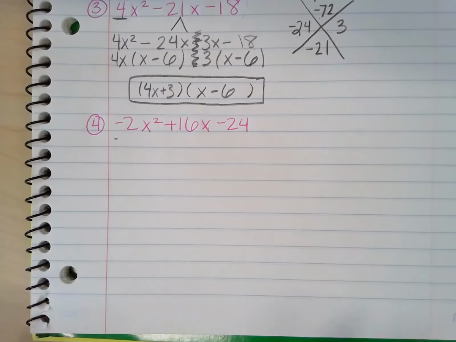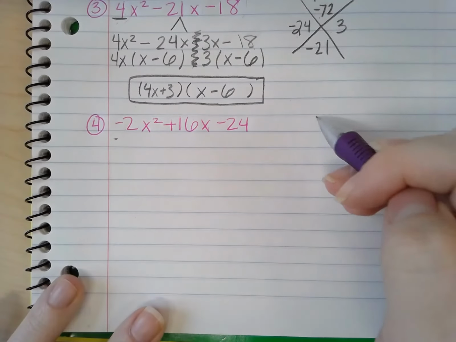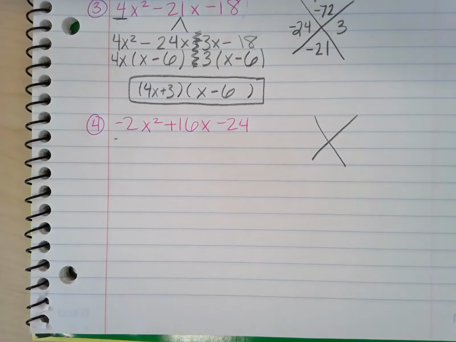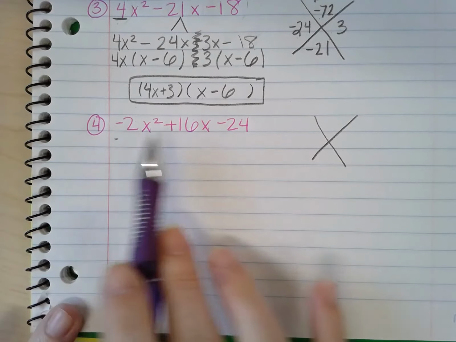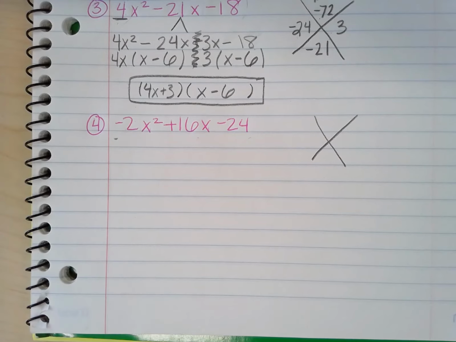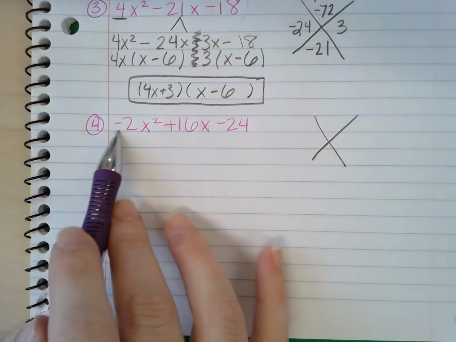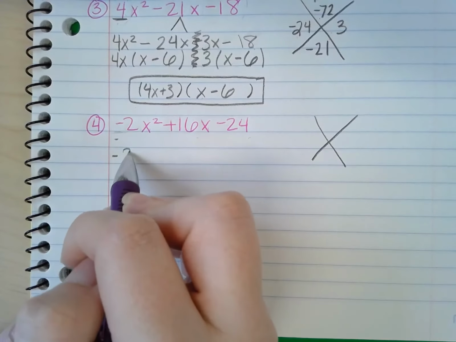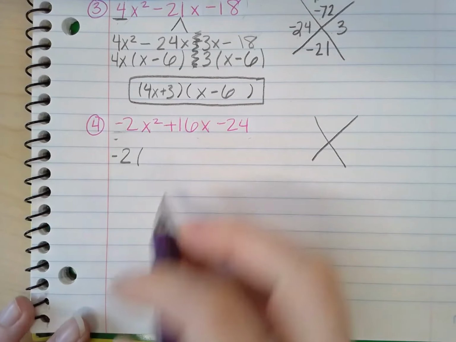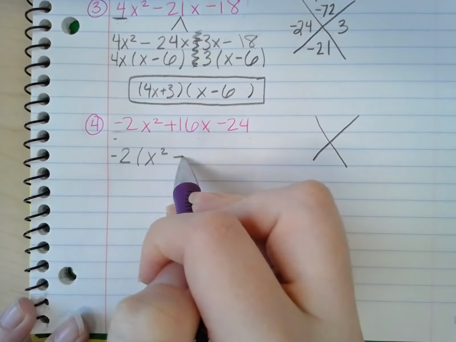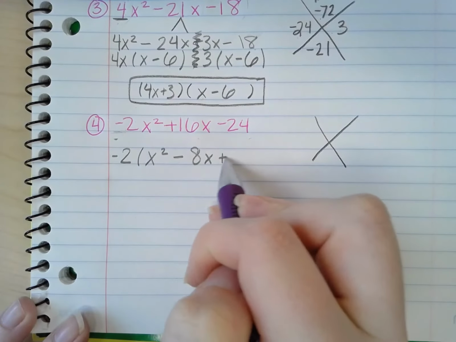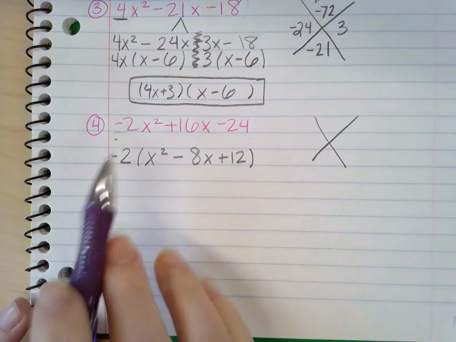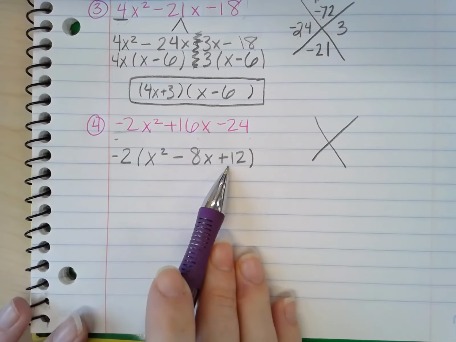Number 4 is another 3-part problem, which means we're going to have an x. It's negative 2x to the second plus 16x minus 24. Now you might notice all of these 3 numbers are even, which means you can take out at least a 2 from each of them. And because this very first one is negative, I'm going to take out a negative 2. That leaves me with x to the second minus 8x plus 12. So I took out that negative 2. That makes all of these numbers smaller.